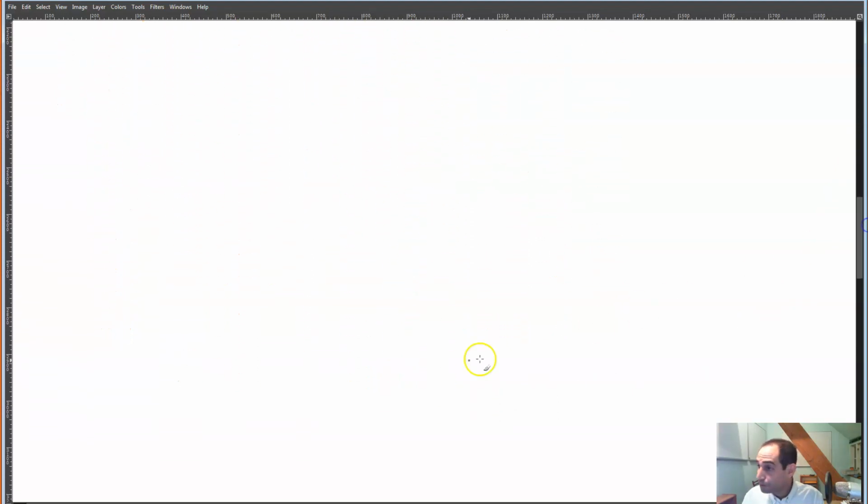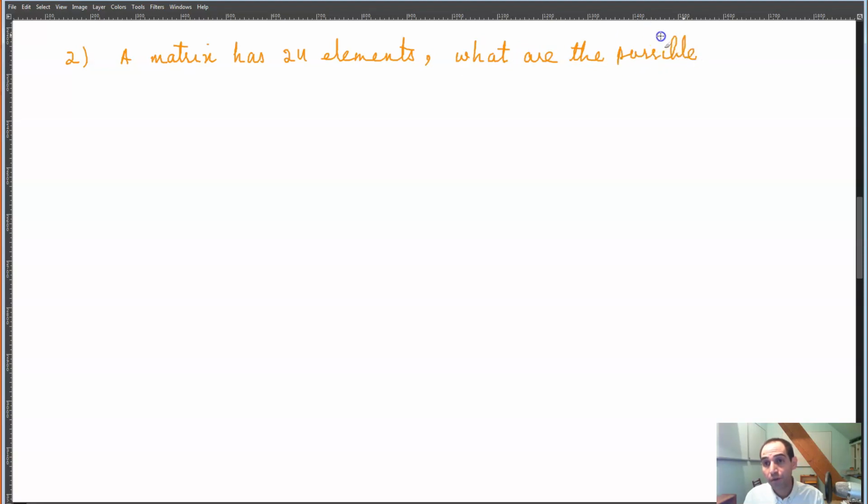So that is question number 1. Question number 2: if a matrix has 24 elements, what are the possible orders it can have? And what if it has 13 elements?